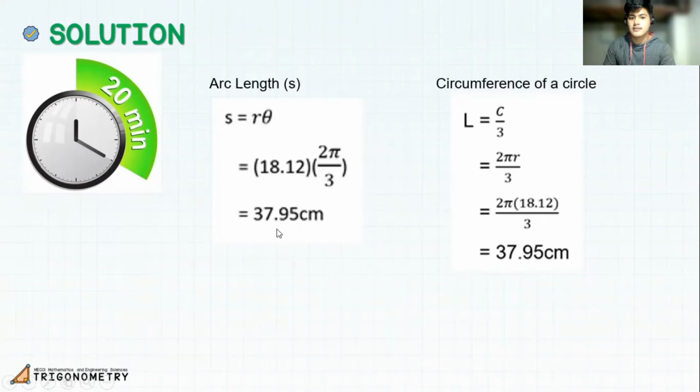So arc length is 37.95 cm. Or we can use the concept of the circumference of the circle, where the length traveled will be divided by 3, as only a third of the circle is covered in 20 minutes. So we have the circumference formula, which is 2 pi times radius. Through substitution of values, we have 2 pi times 18.12 over 3. We have the same answer as 37.95 cm.